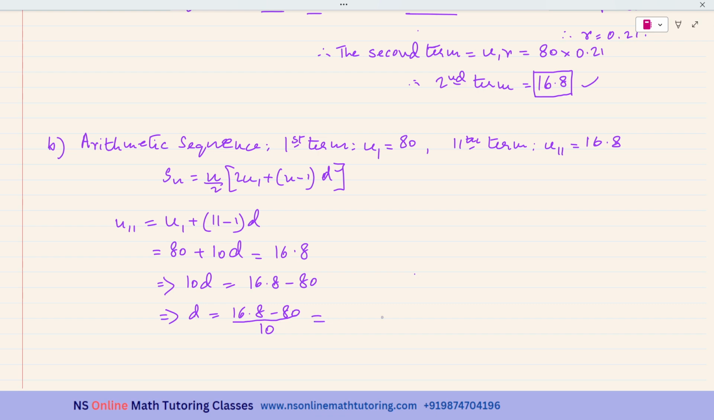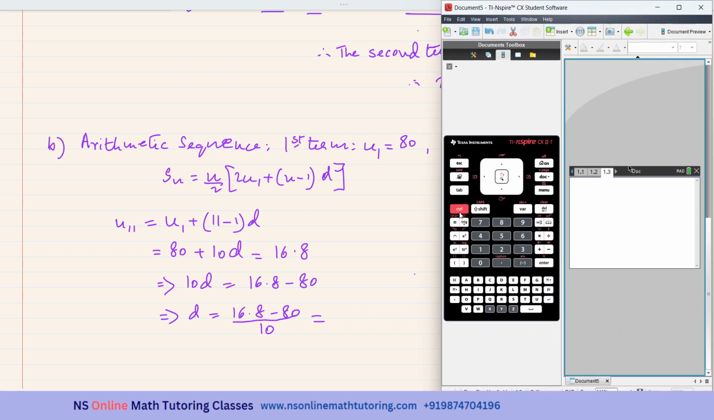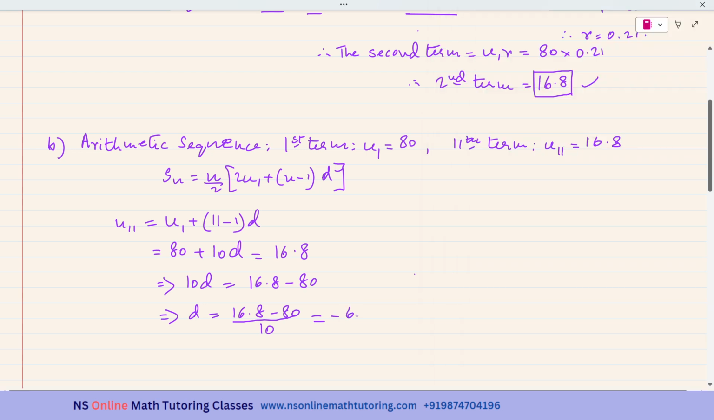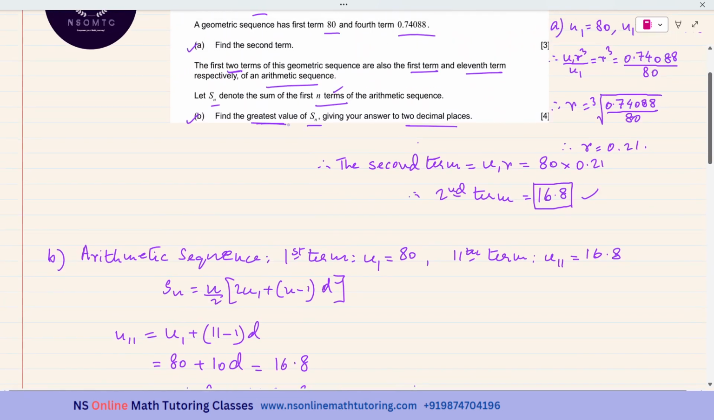Let us find the value of D. 16.8 minus 80 divided by 10 is minus 6.32. Okay. So minus 6.32, it is a negative number. The common difference is a negative number. And the question is saying, find the greatest value of Sn.